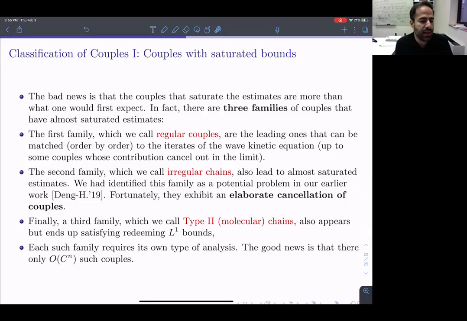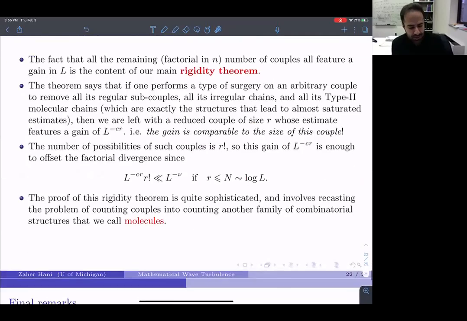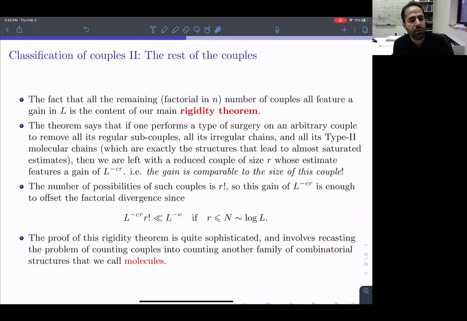But the key point, the good news, is that even though there are three families, there are C to the n of them. There are only exponentially many of such large couples, not factorially many large couples. So this brings me to discussing the rest of the couples. The fact that all the remaining couples, which are factorially many, remember, feature a gain is the content of our rigidity theorem, which, if I had to pick a theorem, is the most important theorem in the paper.